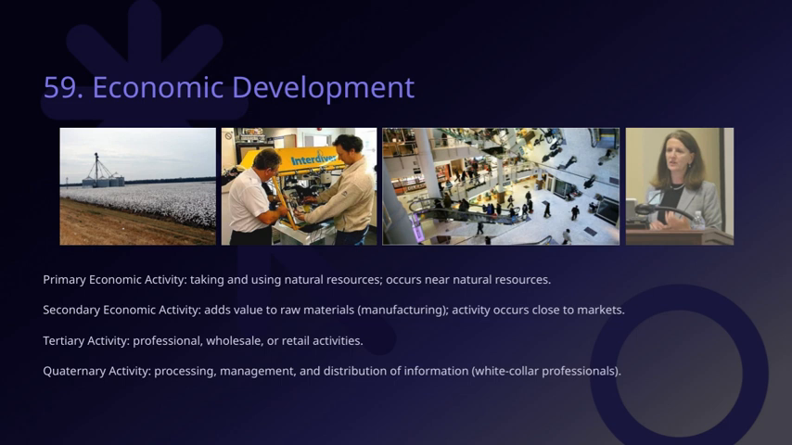Next, we have secondary economic activities, which focus on adding value to raw materials through manufacturing. For example, turning raw steel into cars or fabric into clothing. Interestingly, these activities usually happen close to markets because that's where the products are needed and can be distributed efficiently.